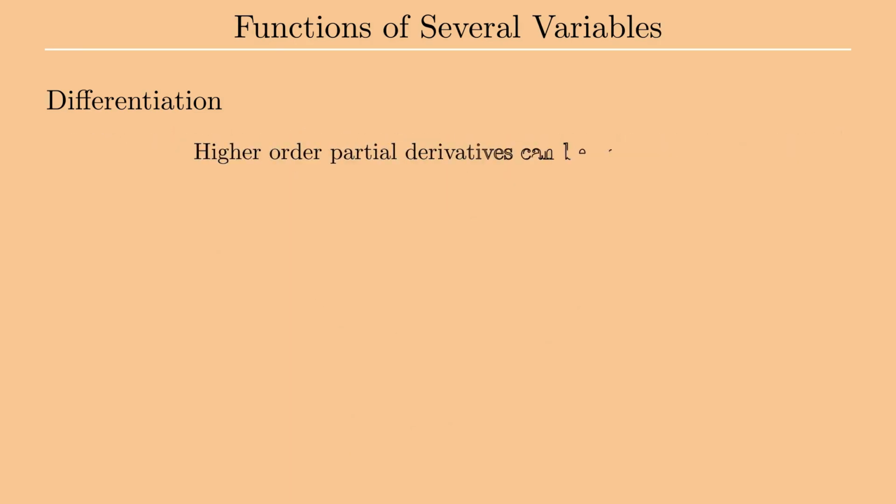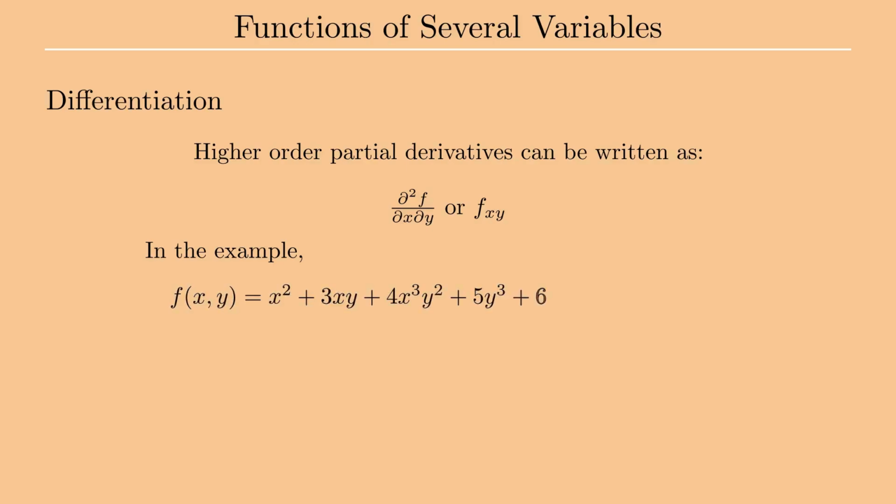Higher order derivatives can be written as ∂²f/∂x∂y or f_xy. In the first case, f is differentiated in terms of y first, and then ∂f/∂y is differentiated in terms of x. In the second case, f is differentiated in terms of x first, and then f_x is differentiated in terms of y. Using our previous example, f_xy becomes 3 + 24x²y.